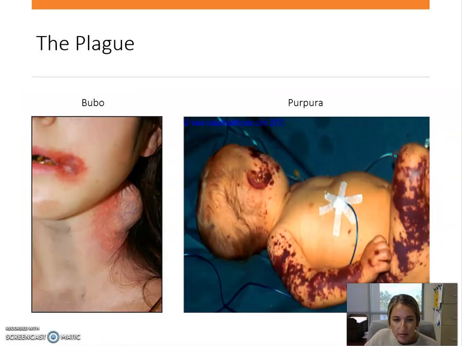So to see what those look like, that's what we'd be looking at here. This is one in the neck, but because we have lymph nodes dispersed throughout our body, we would expect to have them under the arms and in the groin too.